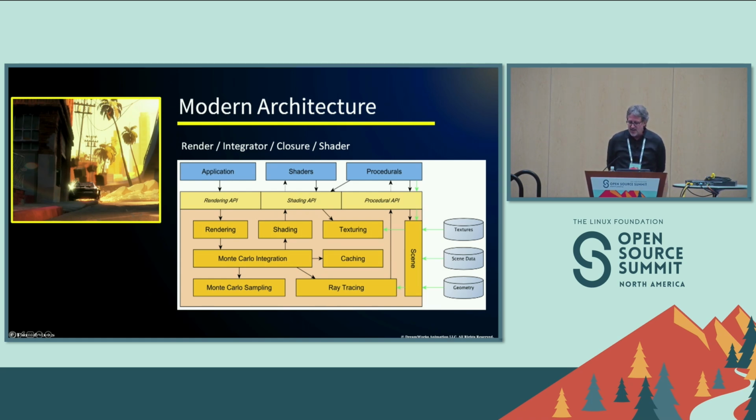So let's talk about MoonRay's architecture. We wrote it from scratch, leveraging state-of-the-art open source components where appropriate. No studio legacy code was used. It was a complete ground-up write. The architecture is cleanly divided across 3 different APIs. We have a rendering API for clients to initiate rendering, the shading API for the development of pluggable shaders or materials, and a procedural API for the development of geometry generators.